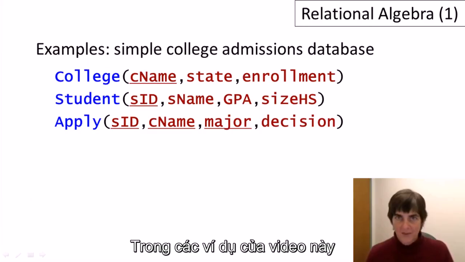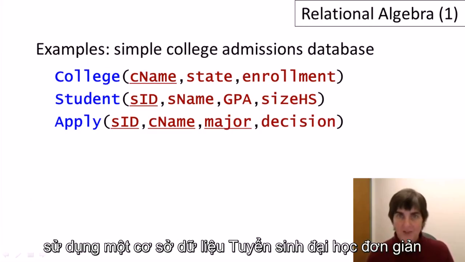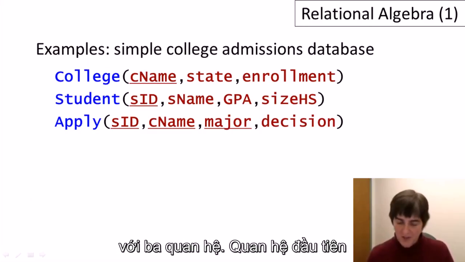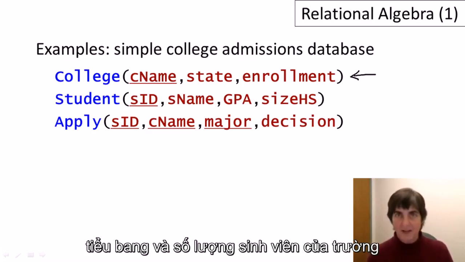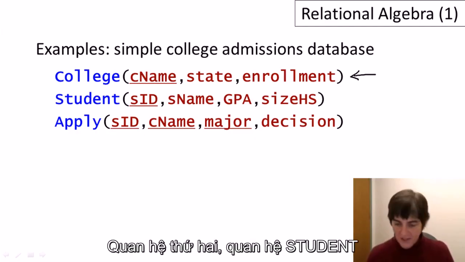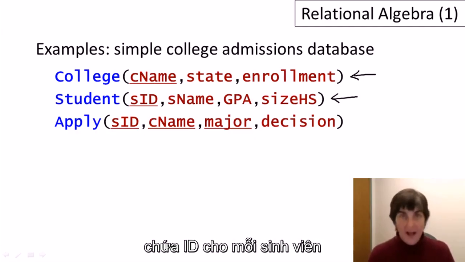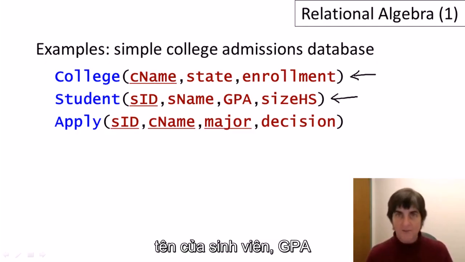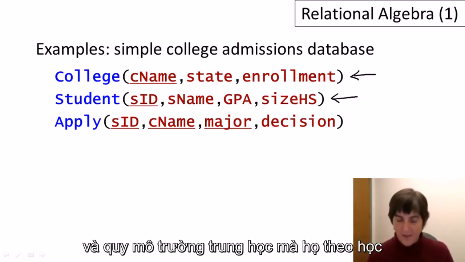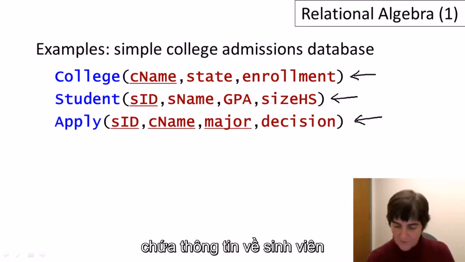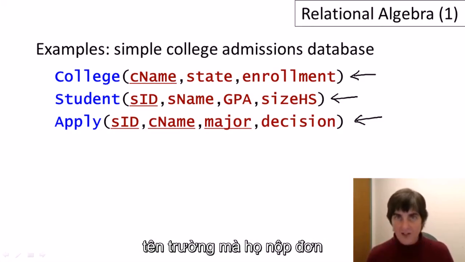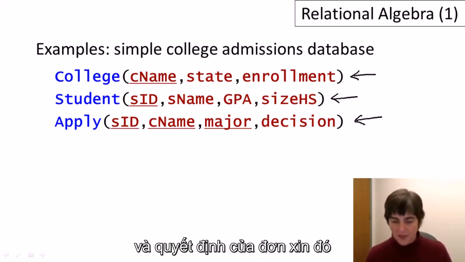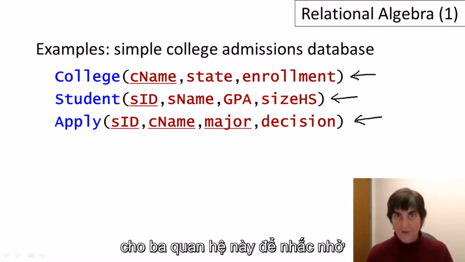For the examples in this video, we're going to be using a simple college admissions database with three relations. The first relation, the college relation, contains information about the college name, state, and enrollment of the college. The second relation, the student relation, contains an ID for each student, the student's name, GPA, and the size of the high school they attended. And finally, the third relation contains information about students applying to colleges, specifically the student's ID, the college name where they're applying, the major they're applying for, and the decision of that application. I've underlined the keys for these three relations.